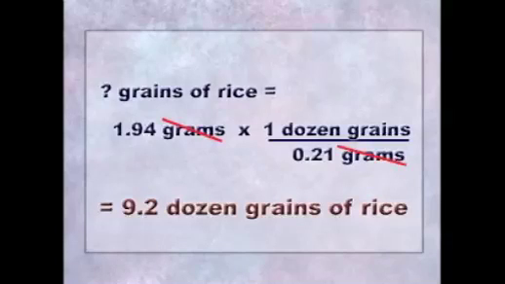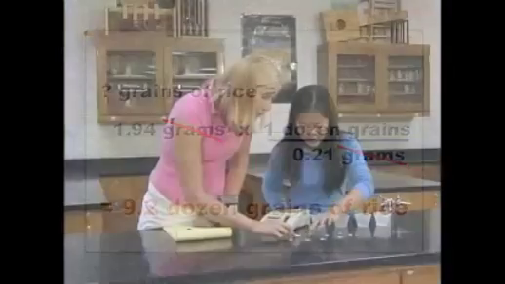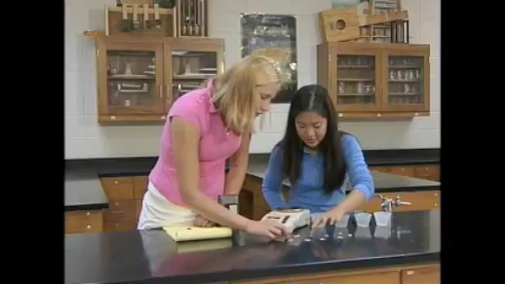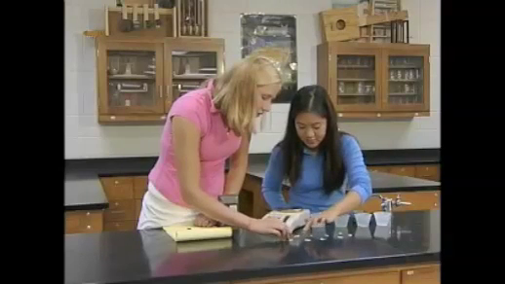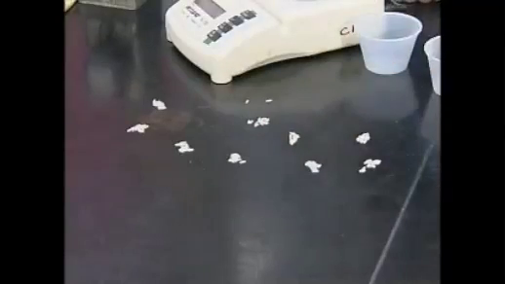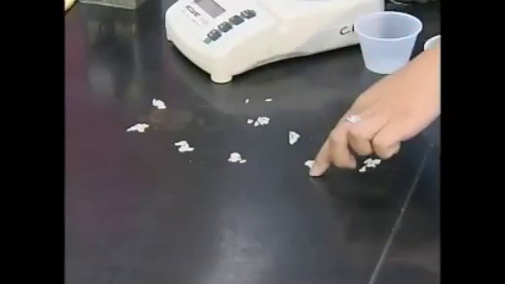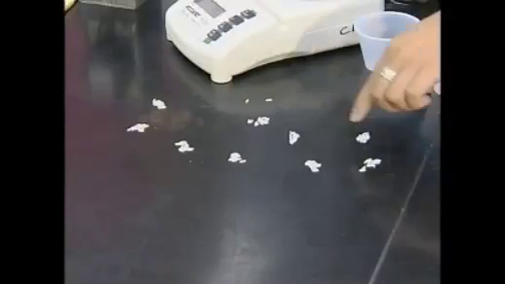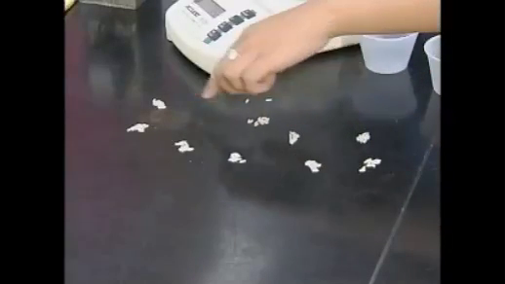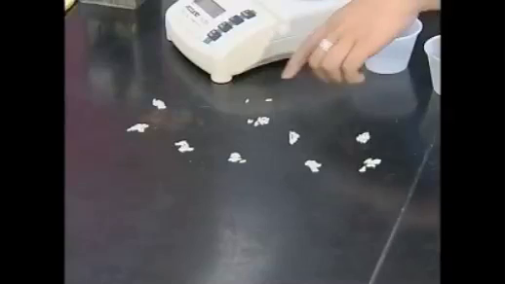Let's peek back in on the students to check our answer. The students are counting the grains of rice in the sample. They have divided the sample into piles with a dozen grains of rice in each. They have 1, 2, 3, 4, 5, 6, 7, 8, 9 dozen, with 2 grains of rice left over.